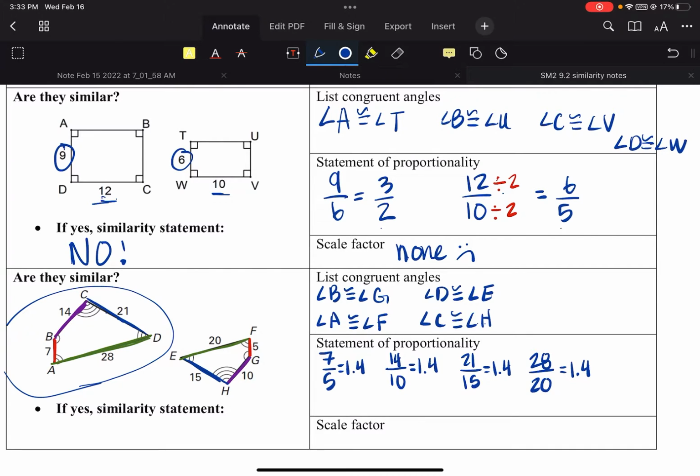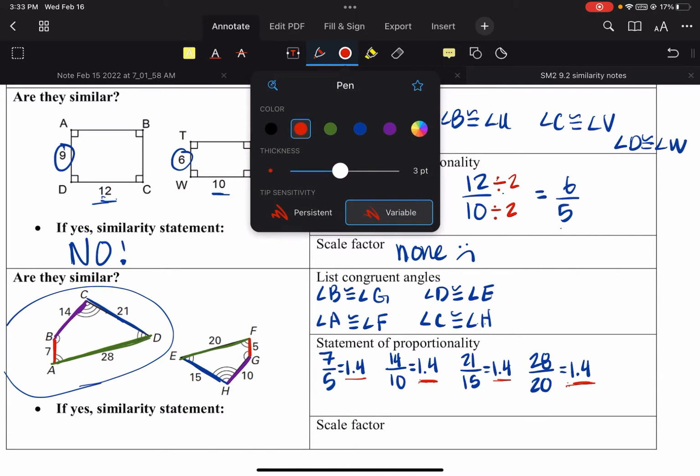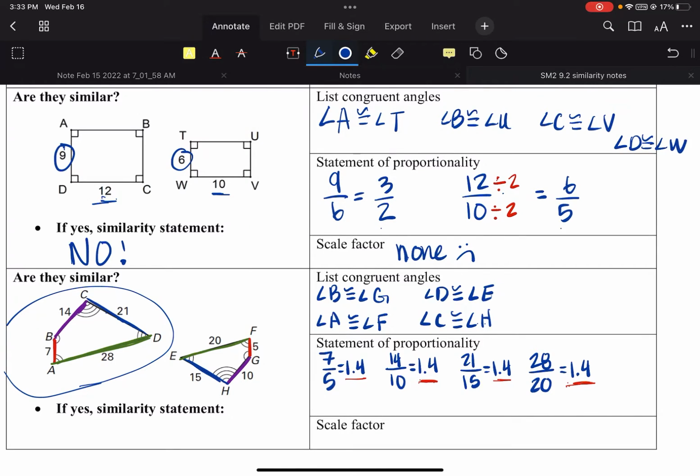So notice how all of these fractions converted to the same decimal, 1.4. That tells us that all these fractions are equivalent. Okay? That means that all the sides are proportional. So yes. Whoops. My pen won't write the E here. But yes, these are going to be similar triangles. One second, let me see if I can get my pen to... There we go. Yes, they're similar.